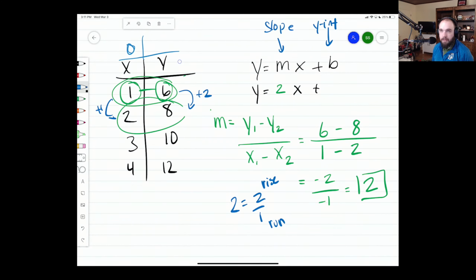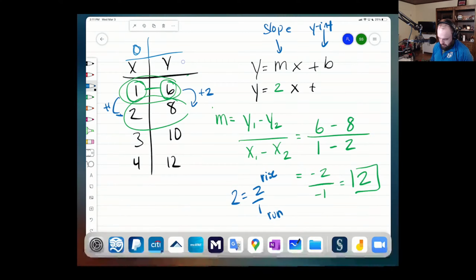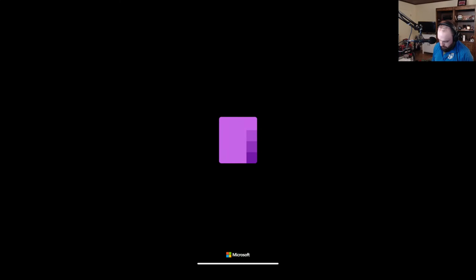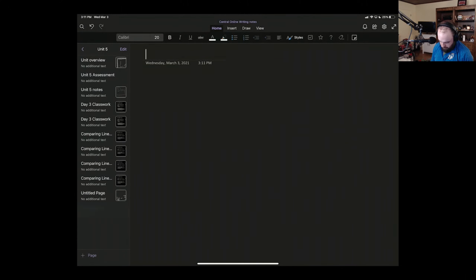Oh, and my iPad froze. I love that app, but I hate it at the same time. So I'm just going to go ahead and pull up OneNote, and we'll do a blank page here, right? So just really quickly.